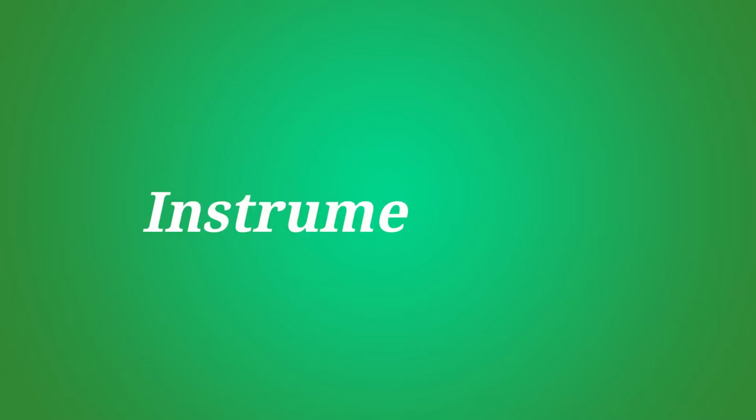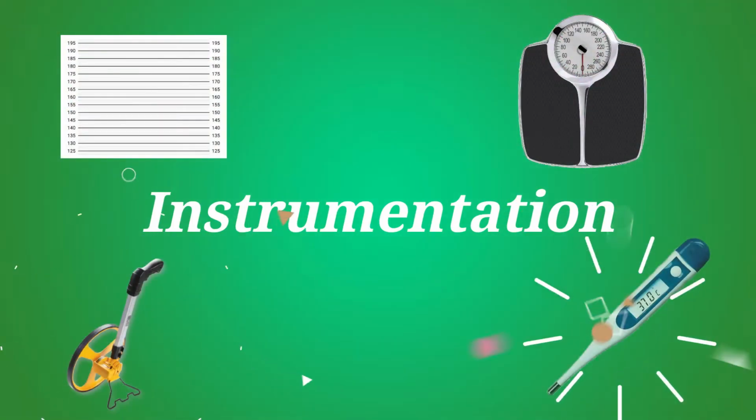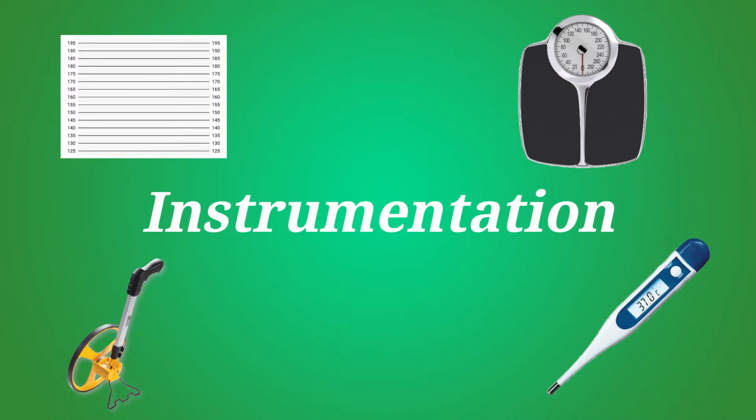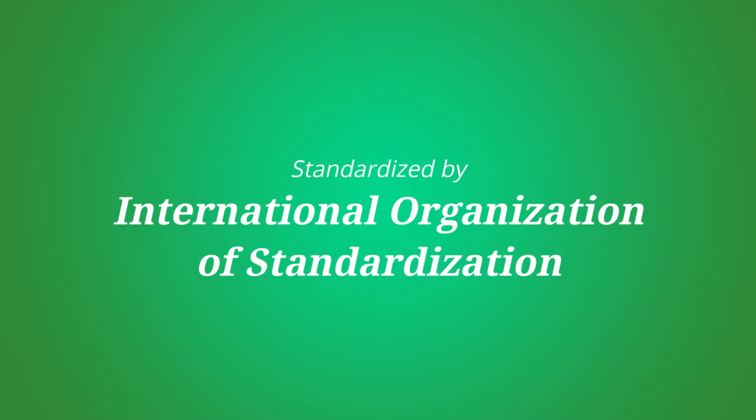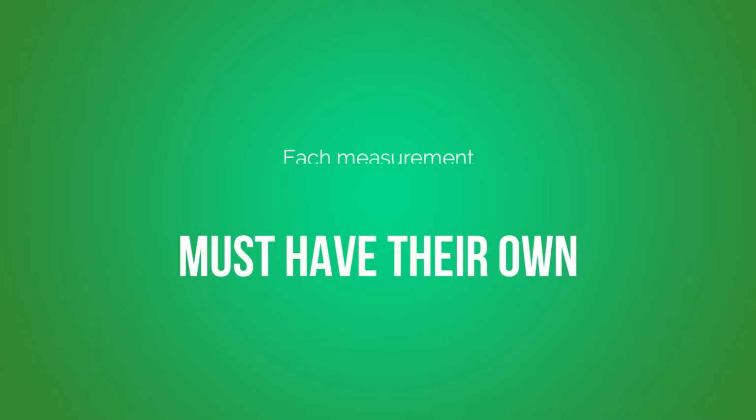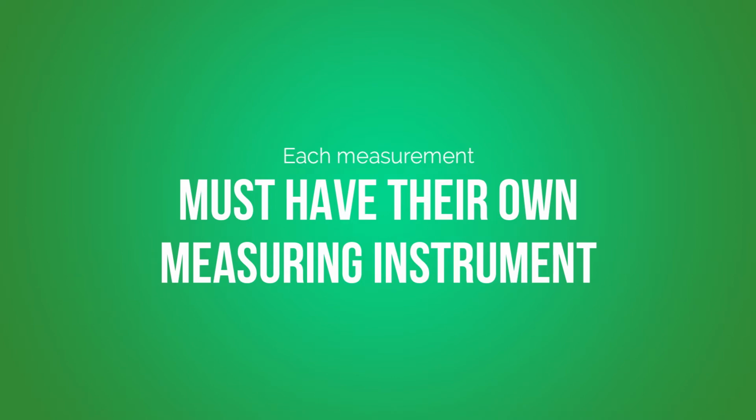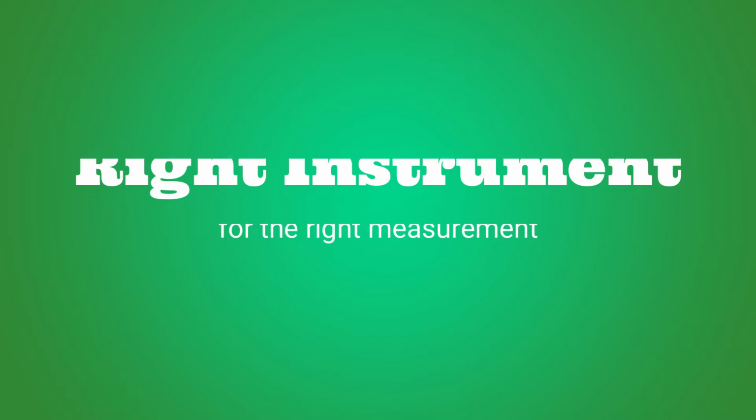This is where instrumentation steps in, where instruments are necessary for us to measure these values accurately and precisely within their standard measurement values enforced by the International Organization of Standardization, also known as ISO. Each and every measurement is essential to have its own proper measuring instrument, choosing the right instrument for the right measurement.